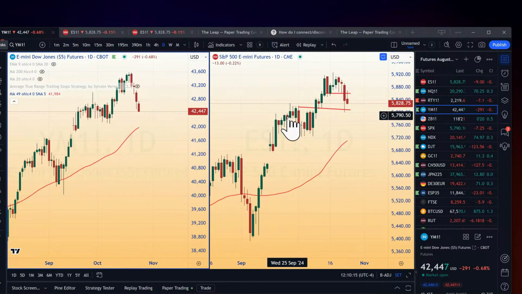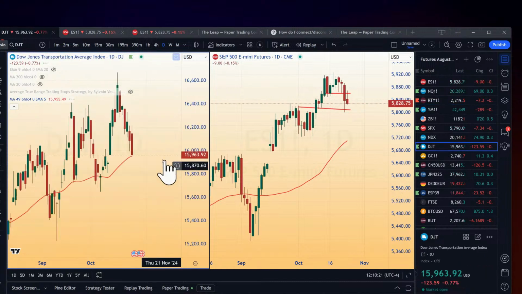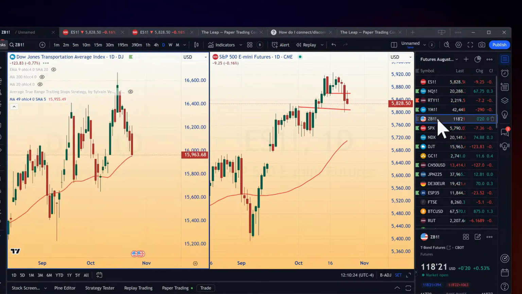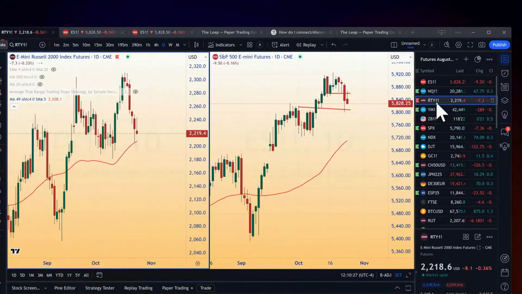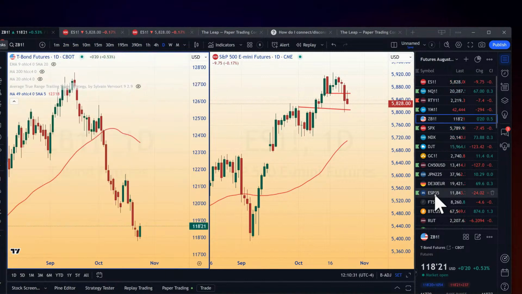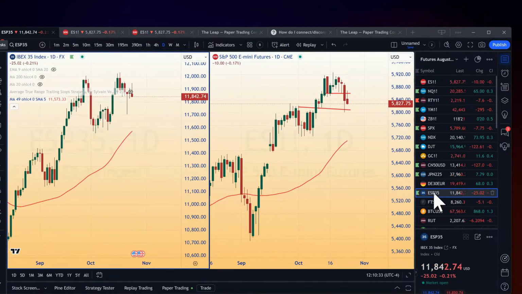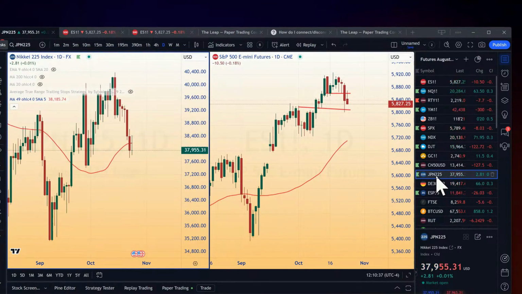you're seeing both of them above the 50. The Russell at the 50. The transports at the 50. The bonds way under the 50. Spain's above it. DE's above it. Japan's under it. Japan, everybody is keyed off of more.